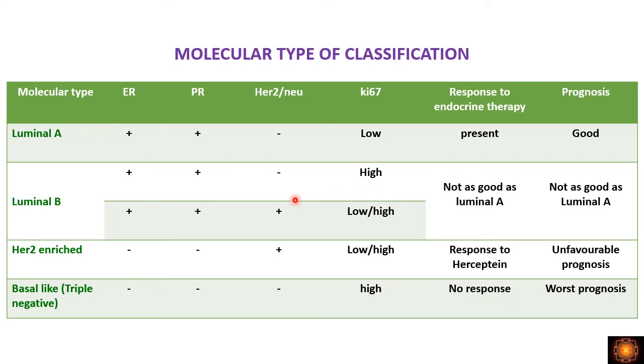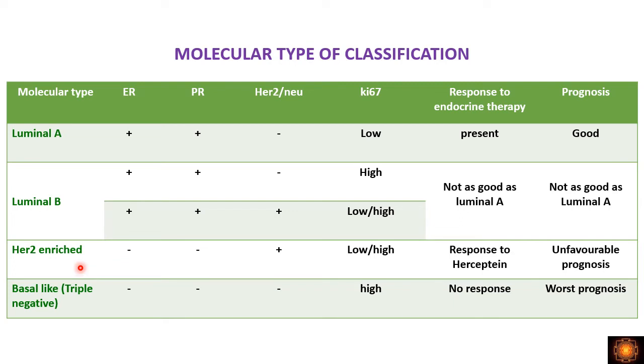In this also, another type of luminal B is where you have tumor cells which are positive for ER receptors, PR receptors, and HER2/neu receptors, and here the proliferative marker can be low or high. This also has a good prognosis, but not as good as luminal A. It also responds to endocrine therapy, but not as well as luminal A.